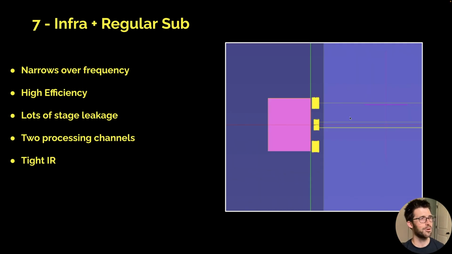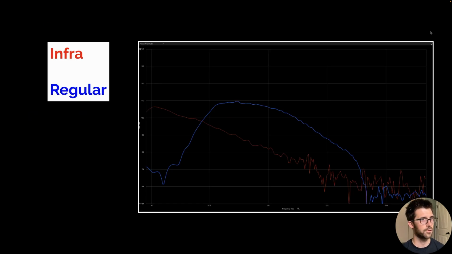Here's our last one, getting real creative here. This is the infra plus regular sub. So let's look at an infra trace and a regular trace from Map 3D. Infra, as in infrared light, is the opposite of ultraviolet. Ultraviolet is above what we can see. Infra is below. So an infra sub handles the information below.